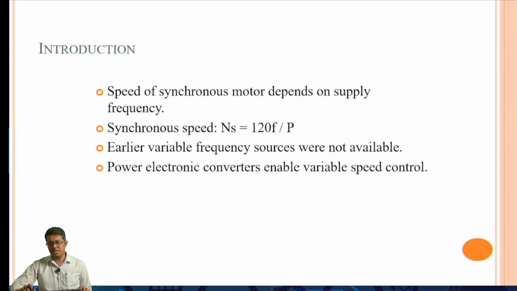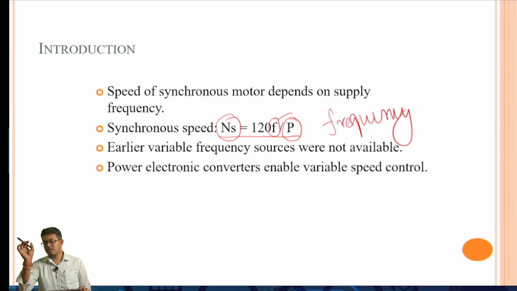The speed of the synchronous motor depends on the supply frequency. As we know, the synchronous speed Ns equals 120 f by P, where f is the frequency, Ns is the synchronous speed, and P is the number of poles. Now by varying this frequency, we can vary the speed.